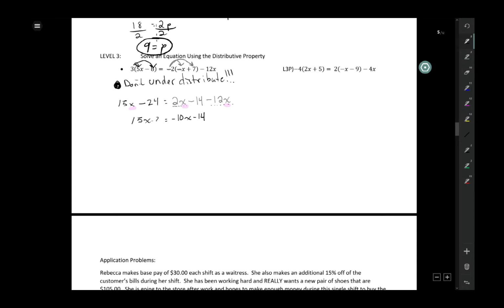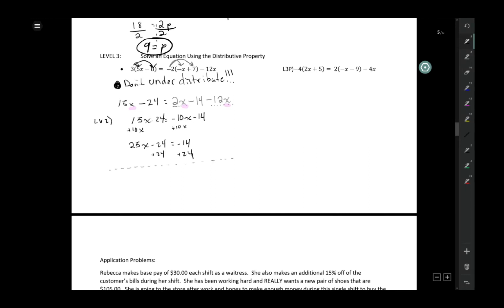15x minus 24. Now we have variables on both sides, so this is like a level 2. Okay. So let's make, well, we want this to be positive, so add our 10x. We get 25x minus 24. And if you are comfortable going a little faster and saying, well, I'm going to add my 24 over in the previous step, that's fine, but it's not taking you too long to do this anyway. So just take your time, because that's where a lot of little mistakes occur.